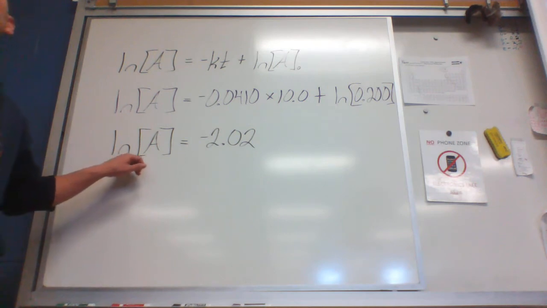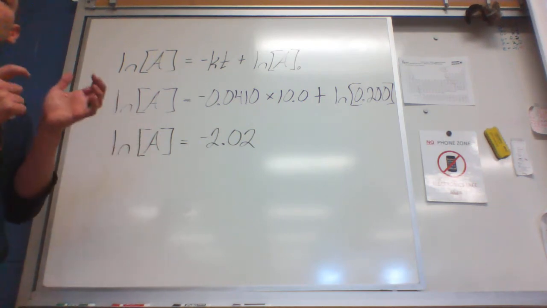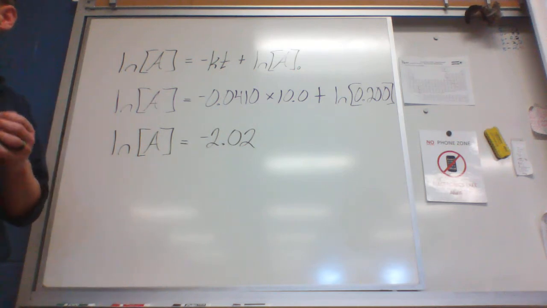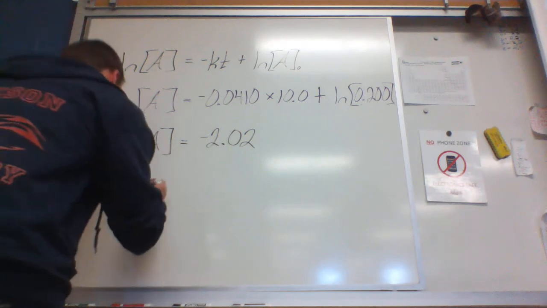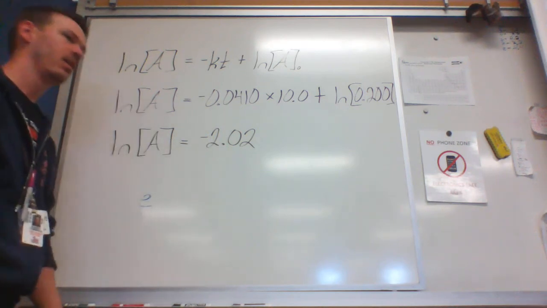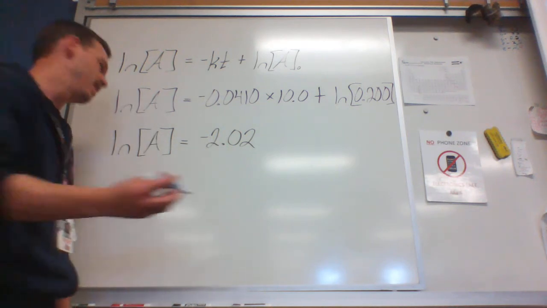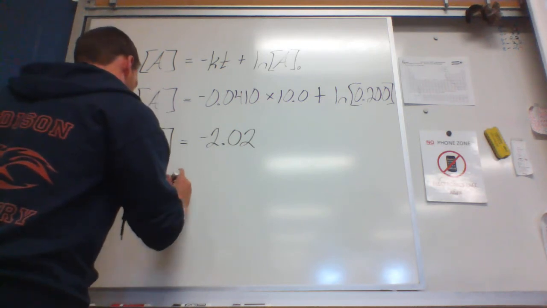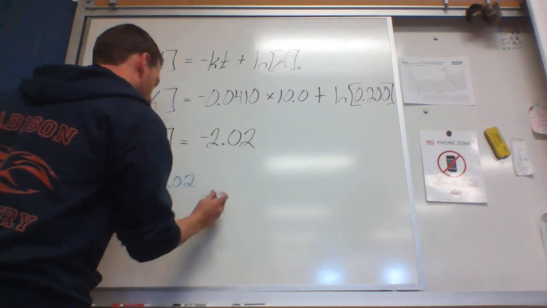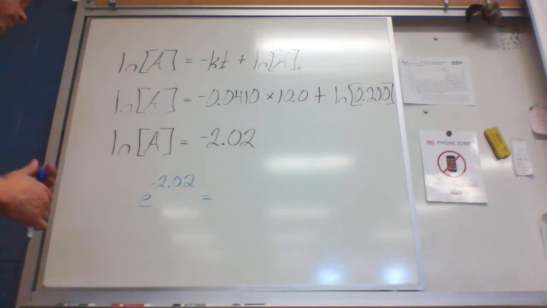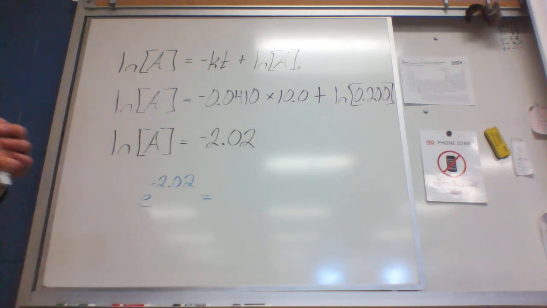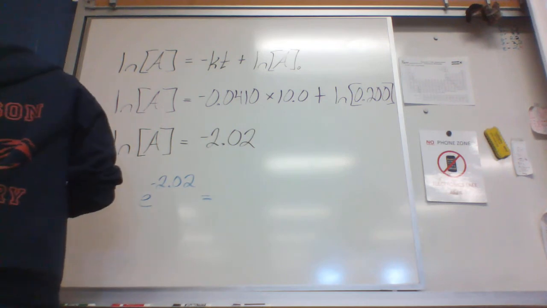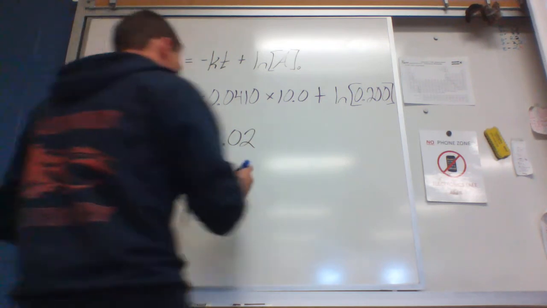I need to undo a natural log. If you look at the natural log button on your calculator, the secondary function is the opposite process. And what it is, it's e to the power of, in this case, negative 2.02. I thought that we were done with that. Yeah, you said you weren't doing that, but okay. And I get 0.133 molar.